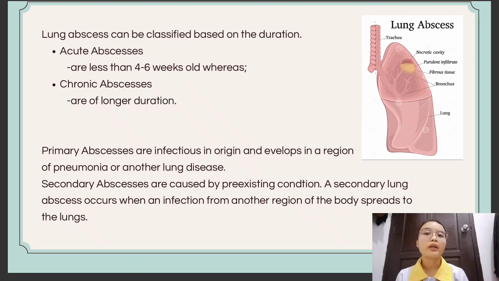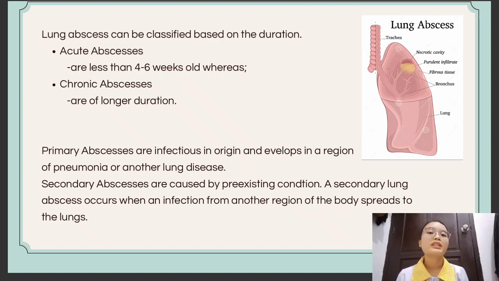Also, we have primary abscesses and secondary abscesses. Sa primary abscesses, they are infectious in origin and develop in a region of pneumonia or another lung disease. So it can be due to tumors, also lung disease, and immune deficiency.